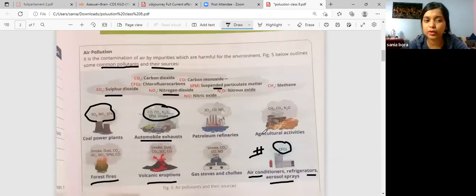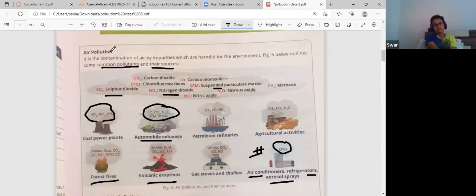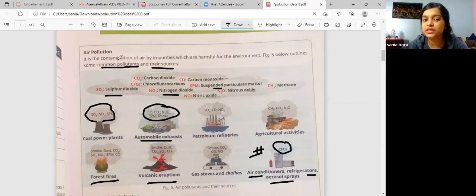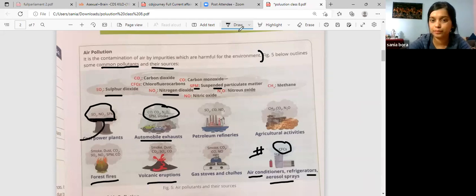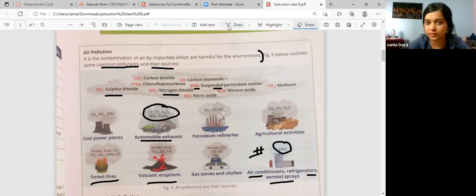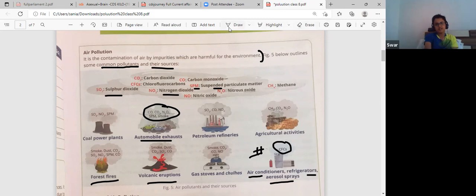So how will you make your notes? You will write air pollution. Ma'am, what is air pollution? It is the combination of air impurities. You are going to write that, and then some common pollutants of air pollution. You will write all the pollutants with the name and the full form. And then you will write the source. In the source, just write the name of the source. That's it.